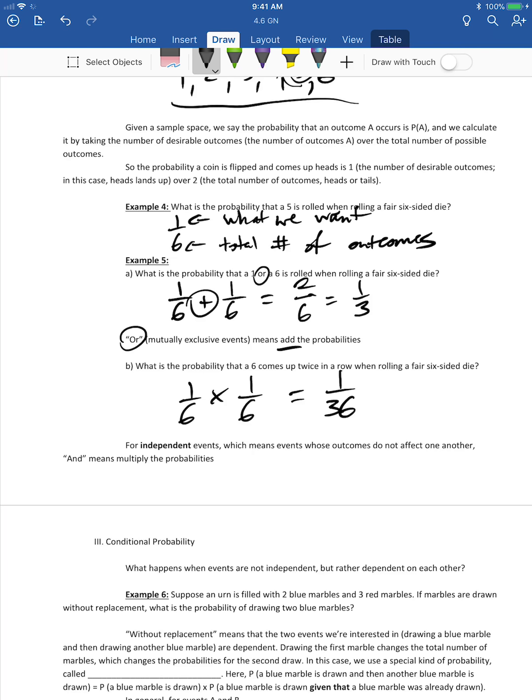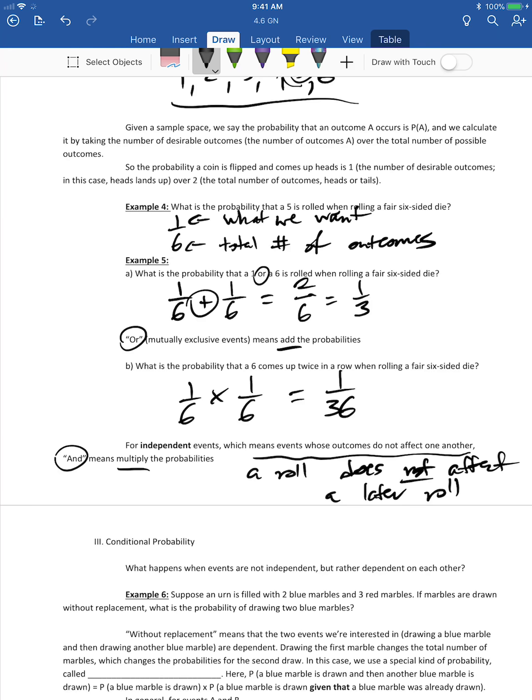For independent events, or events whose outcomes do not affect one another, "and" means I multiply the probabilities. So here, these two dice rolls are independent events. A roll does not affect a later roll. And intuitively, this should make sense to us.